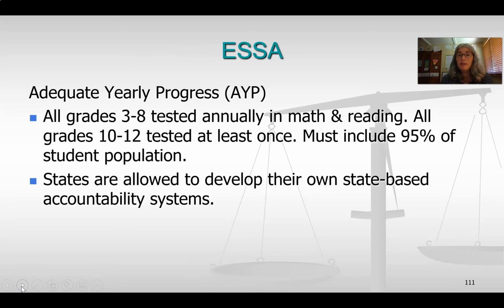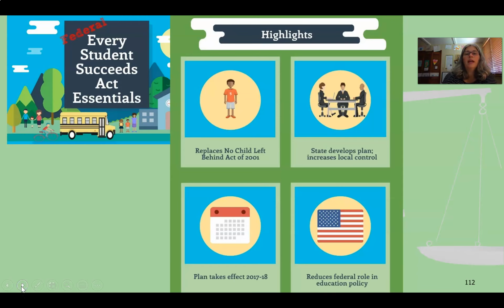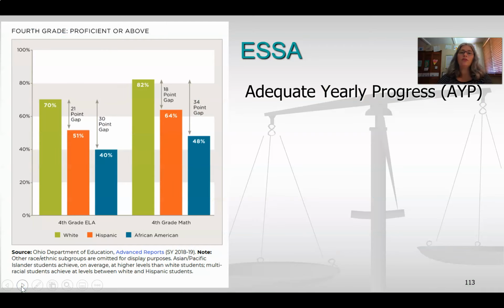States are allowed to decide how they're going to test the students, what they're going to be testing them on. So the states do have some control over how that testing occurs, which is new for the Every Student Succeeds Act. So again, it replaces the No Child Left Behind Act. States do have more control over it. So that way the federal intrusion is a little bit less, shall we say.